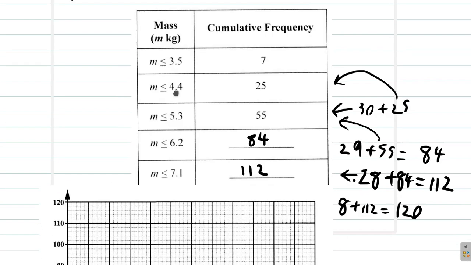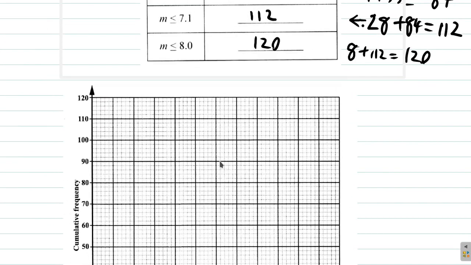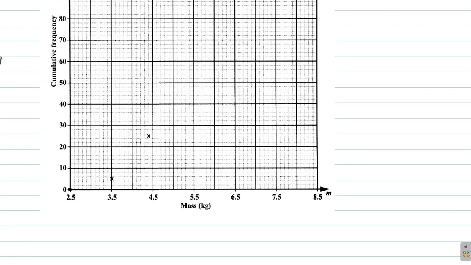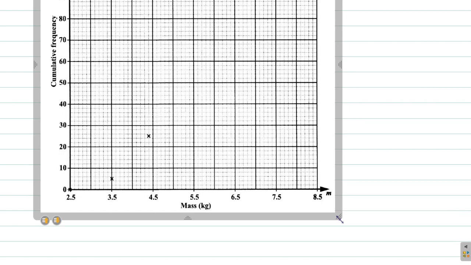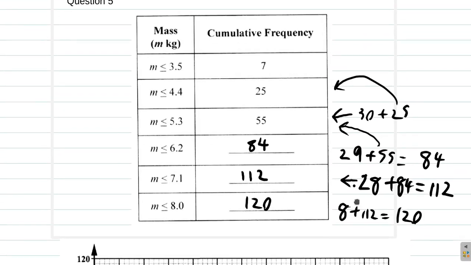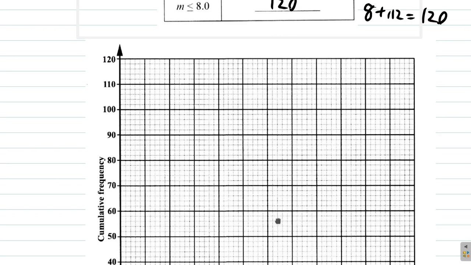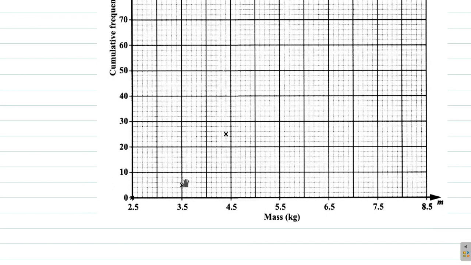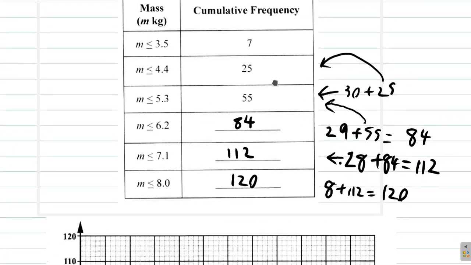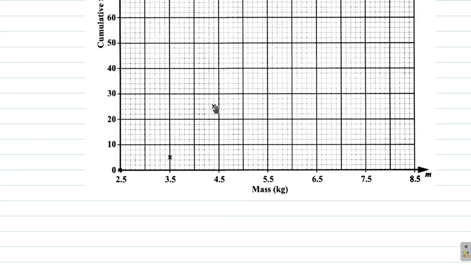Now, it's a cumulative frequency curve, and we're going to have to plot the points based on what we have in the cumulative frequency table. All right. So we have 3.57, that was already plotted. Then we have 4.425, 4.425 plotted already.